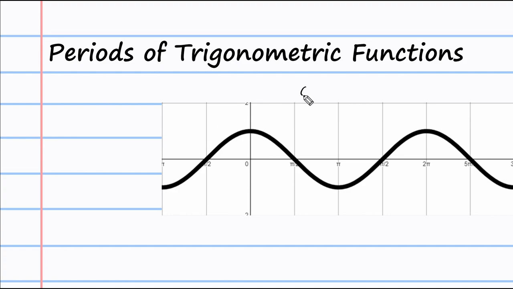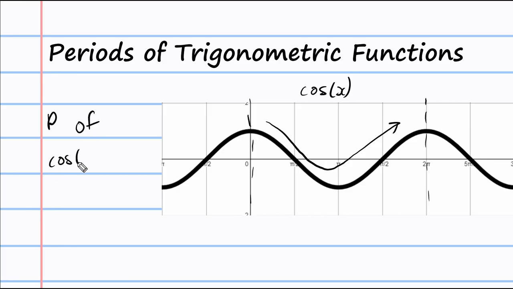This is cosine of x. Cosine of x, just like sine of x, has a period of 2 pi. This cycle takes 2 pi units to complete. So I'll just write p of cosine of x. I don't want to write the full word period. P of cosine of x equals 2 pi. That's how long it takes to finish one cycle for cosine of x.